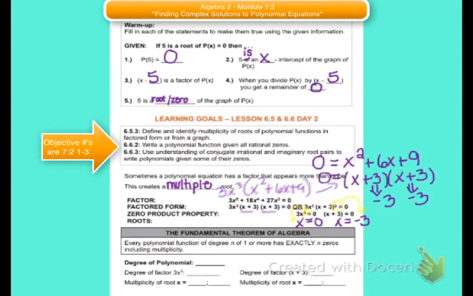So to summarize that, the degree of that polynomial was a 5, and the degree of the factor 3x to the third was 3, and so that root x equals 0 had multiplicity of 3. And the degree of the factor x plus 3, which was actually x plus 3 squared, had a degree of 2. And the multiplicity of that root of negative 3 then was 2. So let's go ahead and turn the page and look at some examples.